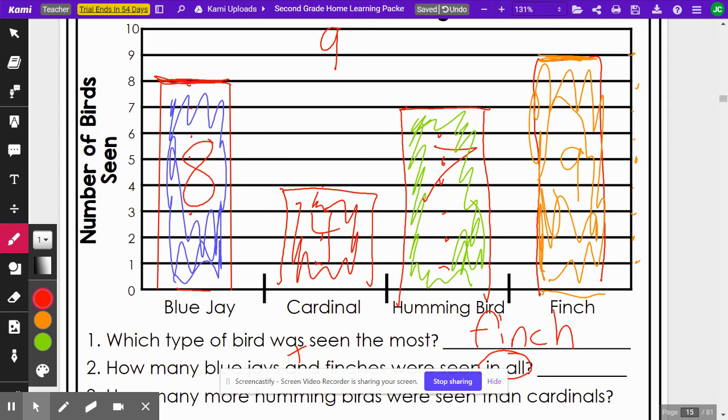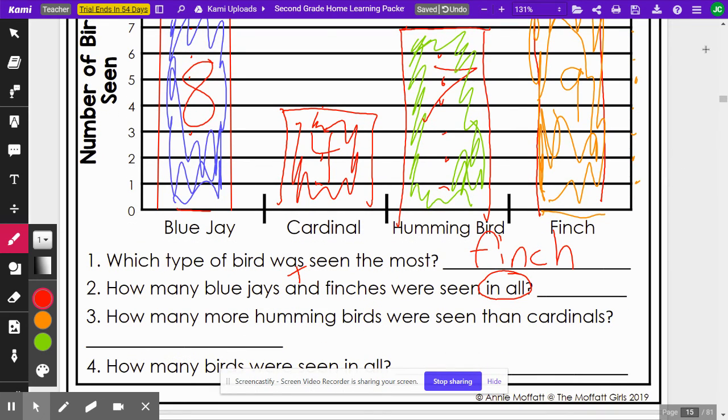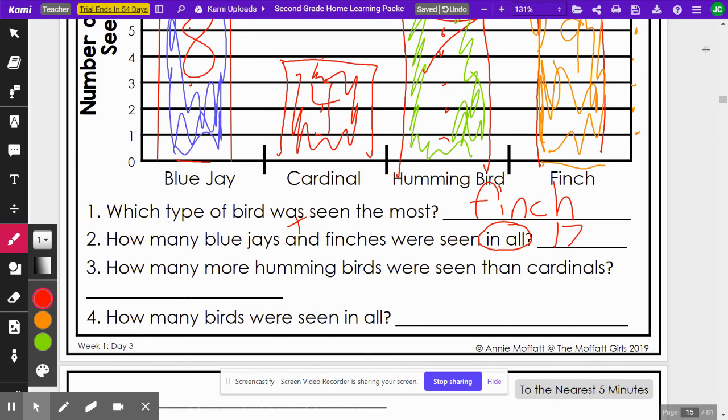Now, I'm not going to do any more, except I'm going to give you a slight help here. How many more hummingbirds were seen than cardinals? If you see the words more than, that means it's going to be subtraction. You're going to subtract hummingbirds minus cardinals. So you're going to take the number of hummingbirds, which was 7, and take away 4 cardinals. And then it says how many birds were seen in all. That means you've got to add them all up.